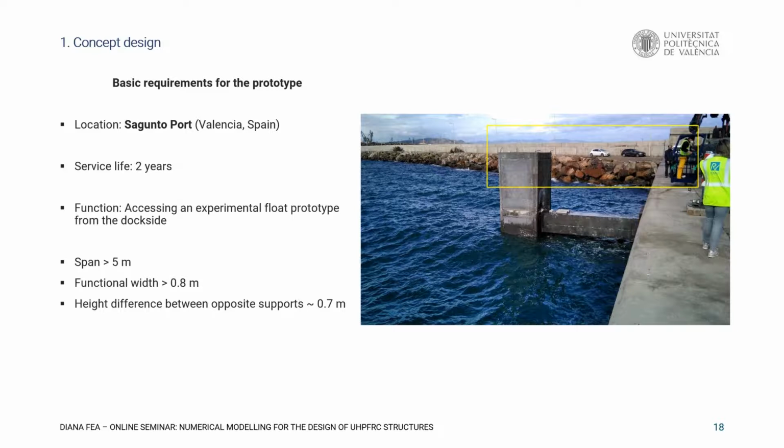We wanted to build something very specific, and for this location, it was the way to access an experimental float prototype in Sagunto port in Valencia. We wanted a structure with a 2-year service life, so something very experimental, not very big. The span length is about 5 meters. The width should be around 1 meter because it is a small experiment. And there is some height difference between the float top level and the quay top level.